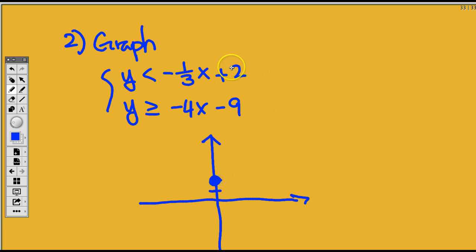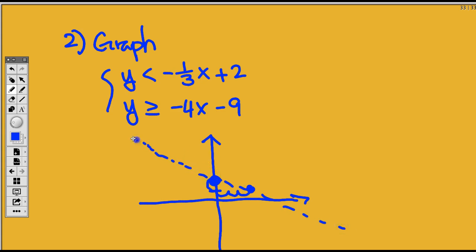So let's go ahead and look at my first equation. I have plus 2, and that's my y-intercept, so I put my dot here. I'm going to go fast over here because most of you already know how to graph, right? And then my slope is negative 1 over 3. That means I go down by 1 and 1, 2, 3 to the right. And I put my point there. Now, because there's no equal sign, I have to use a dotted line, okay, to graph.